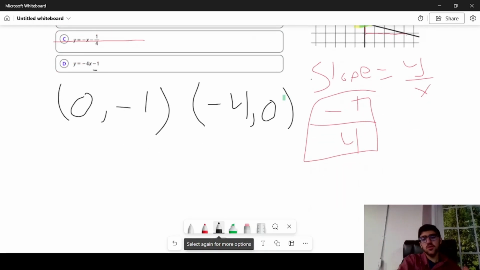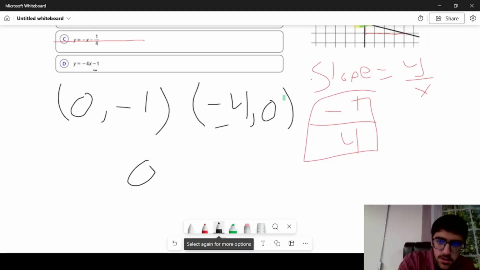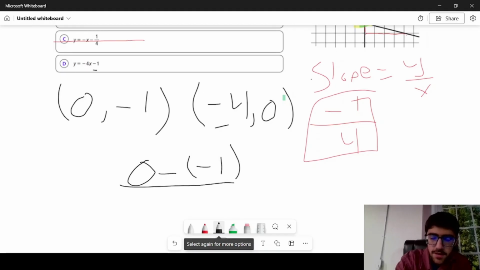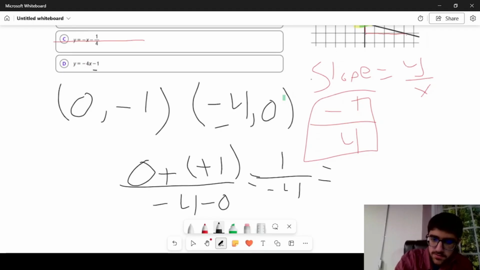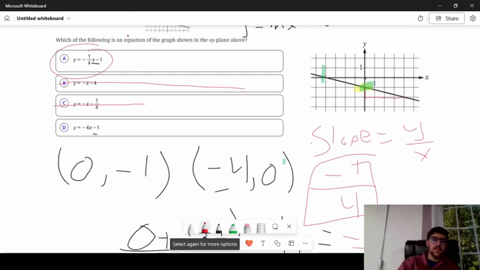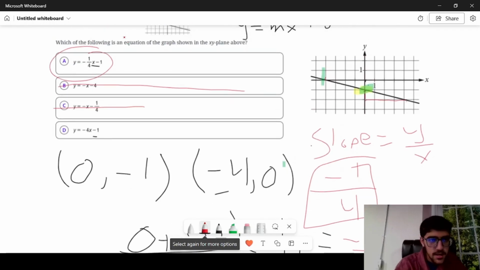Then you choose which coordinate is coordinate 2 and which is coordinate 1. I always like to make the right one coordinate 2. So you get 0 minus -1 divided by -4 minus 0. Two negatives make a positive, so you get 1 over -4, and -4 minus 0 is -4, which also gives you -1/4. As always, if you have any questions, just put them in the comments. So for this one, the answer would be A.